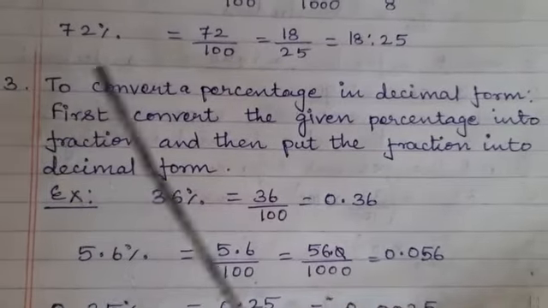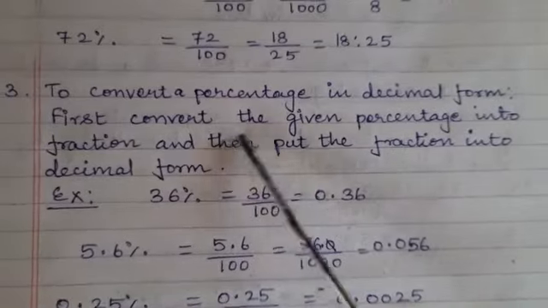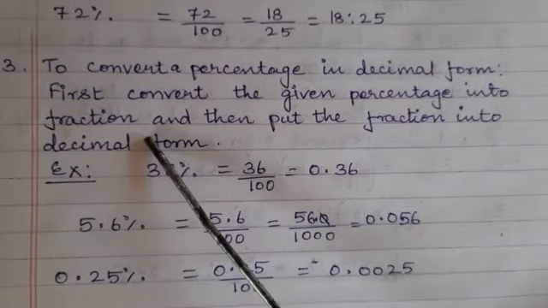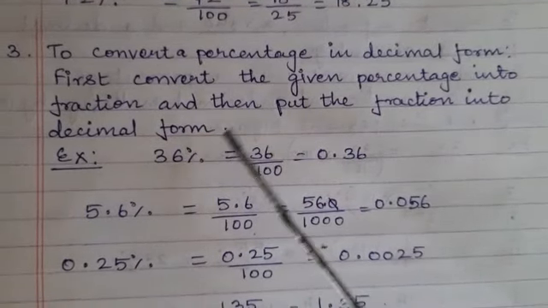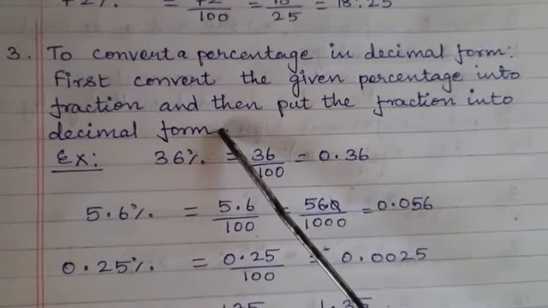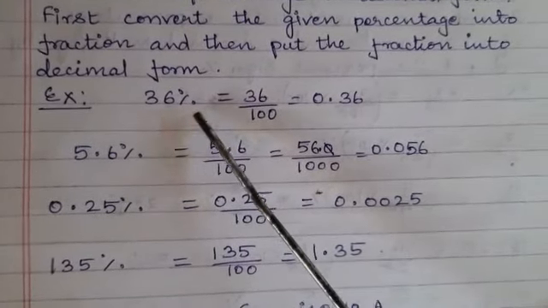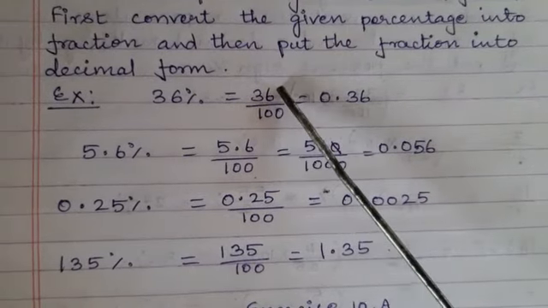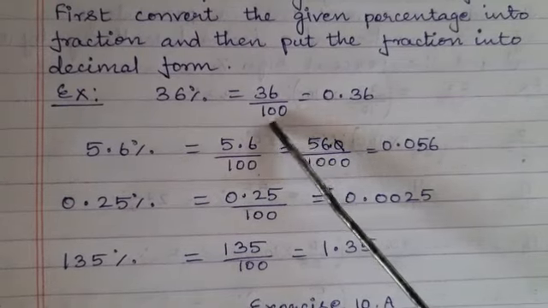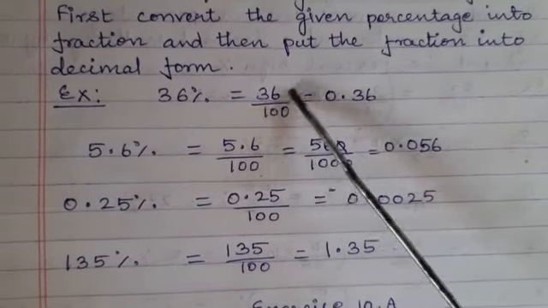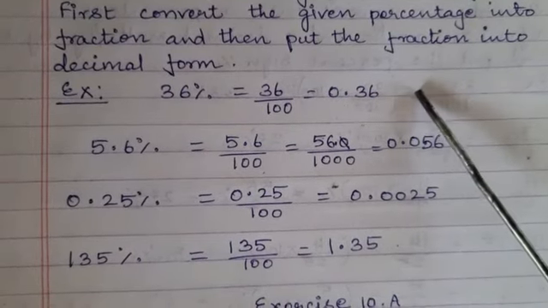Next pattern, converting a percentage into decimal form. First convert the given percentage into a fraction and then put the fraction into decimal form. This is the first step. First we write it as a fraction, then convert into decimal. Example, 36%. First step, converting into a fraction, 36 by 100. Then you will convert into decimal. Here there are 2 zeros in the denominator. So 2 places, 2 digits we need in the numerator, which is equal to 0.36.